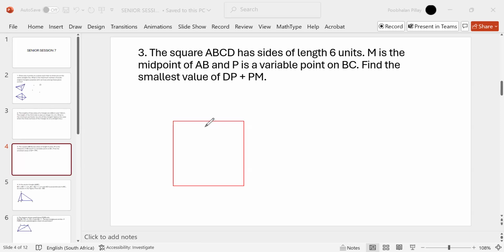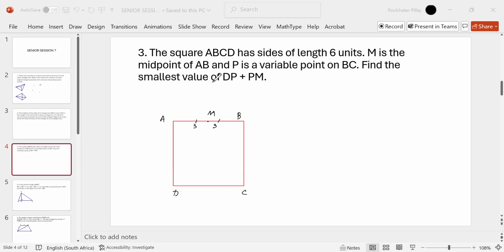M is the midpoint of AB. P is a variable point on BC. So you've got A, B, C, D. And M is the midpoint of AB, so we'll have M. It's a midpoint, so this is 3, and this is 3 because all the sides are 6. And this is the middle point. Now, P is a variable point on BC, so P is any point on this line.